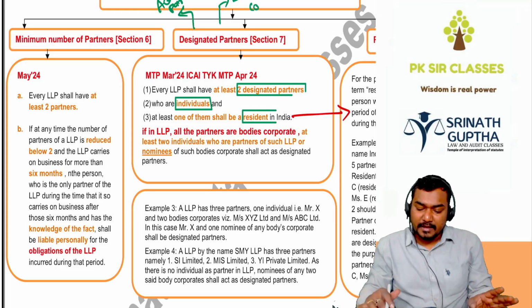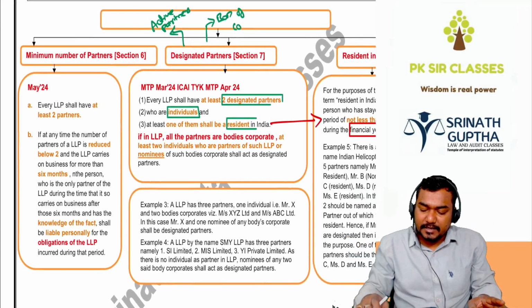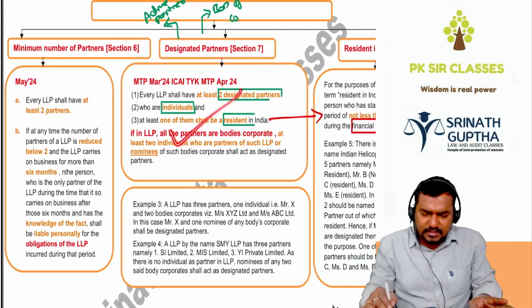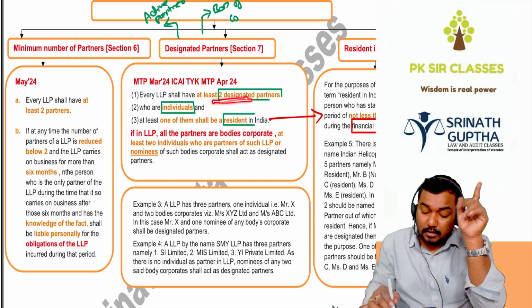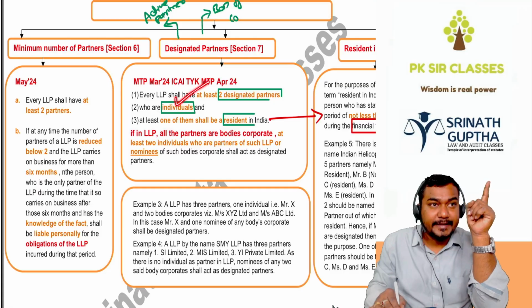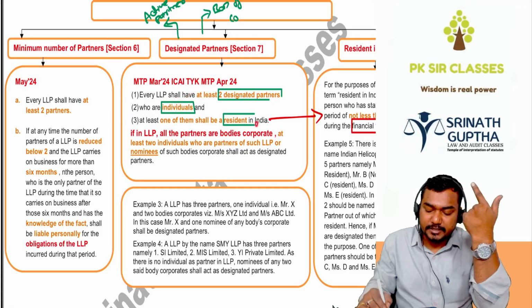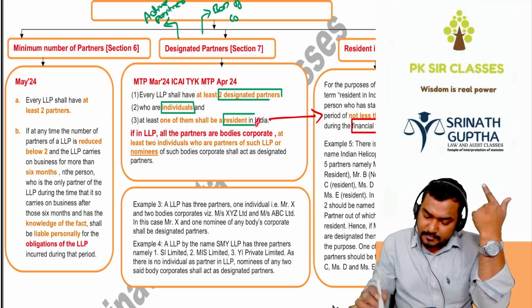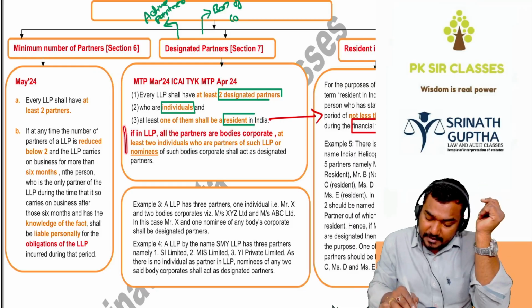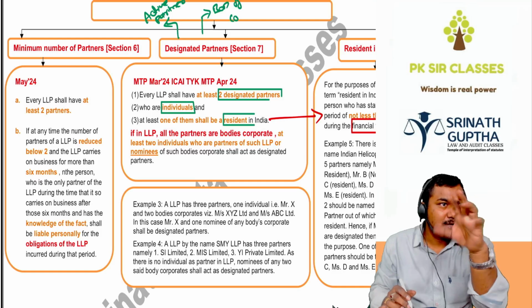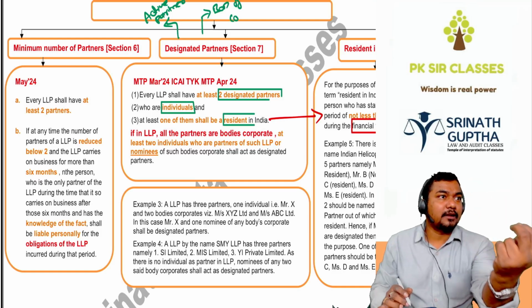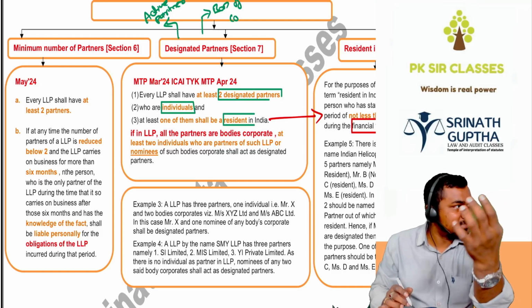Done. Next, DP. So many questions come based on the DP. Every LLP must have a minimum of 2 DPs. The DPs must be individuals. Out of these 2, one must be resident in India. This also came in the exam. If all the partners are body corporates, if all the partners are artificial persons, the two artificial persons should appoint their nominees who are natural persons. They will act as the DPs.